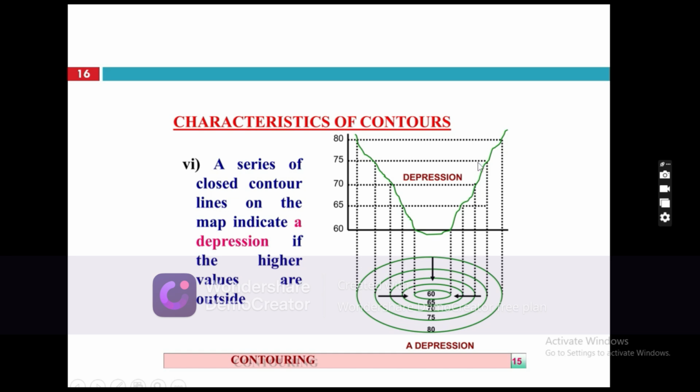Wherever the equal points are, we can draw the imaginary line and intersect all the points on the ground surface. In this case, the higher values are outside and the lower values are inside. In the earlier example, higher values were inside; in this example, lower values are inside.